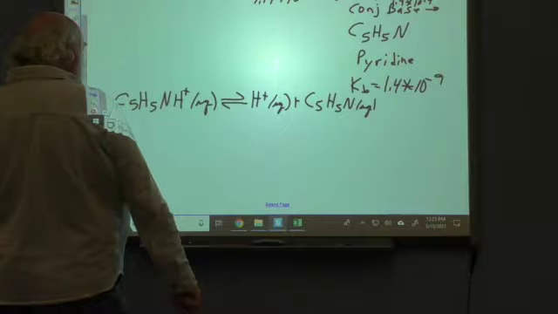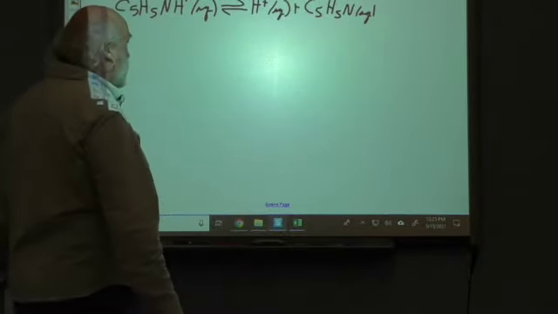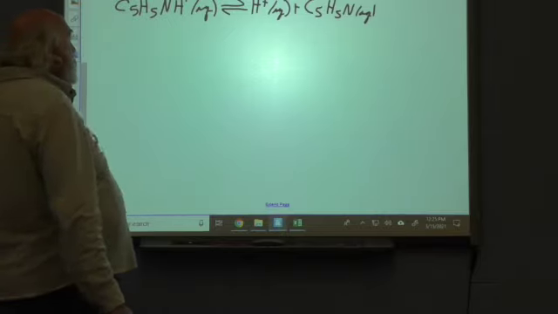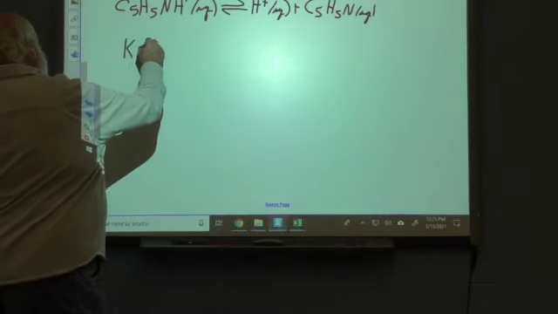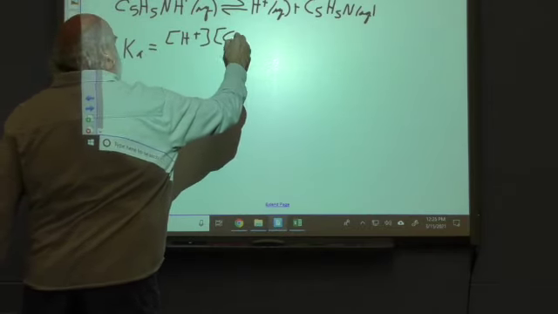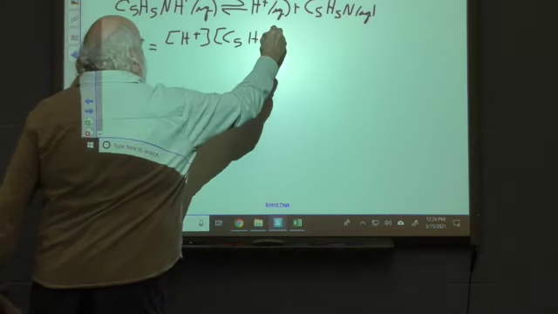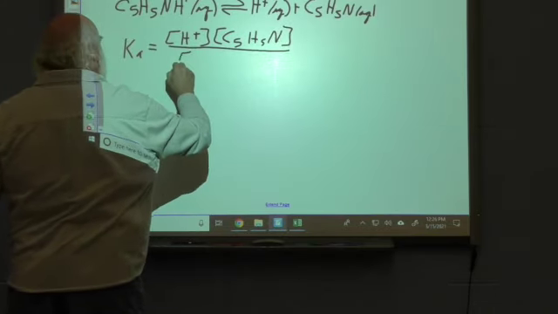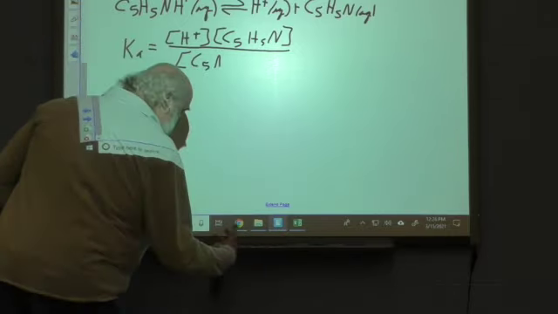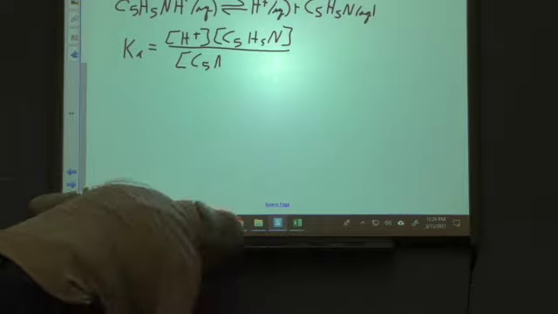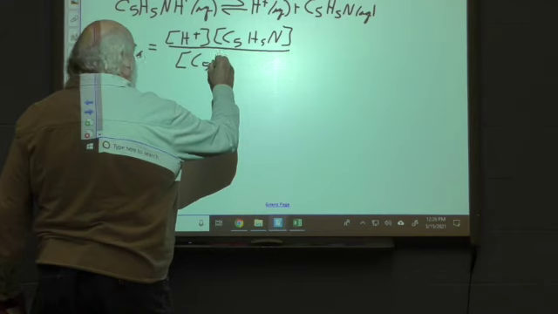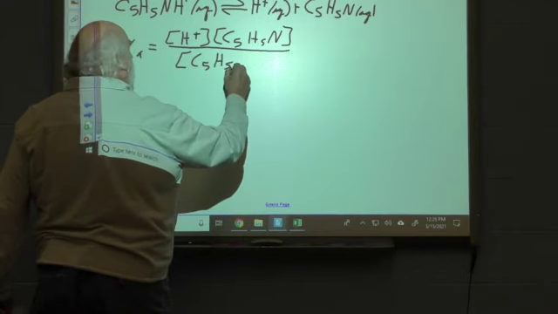All right. So, Ka is equal to the concentration of hydrogen times the concentration of the base, divided by the concentration of the conjugate acid, C5H5NH. Oops. Gravity.